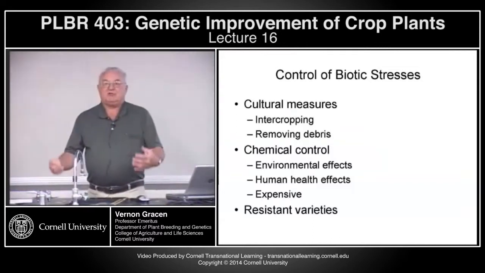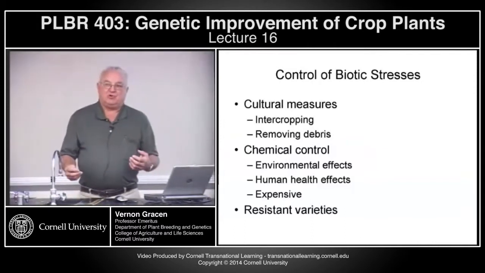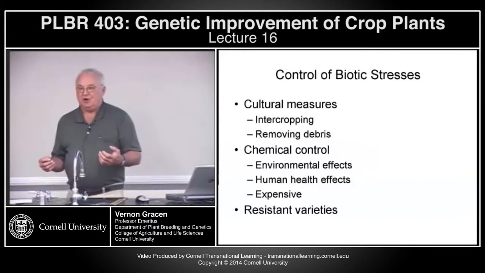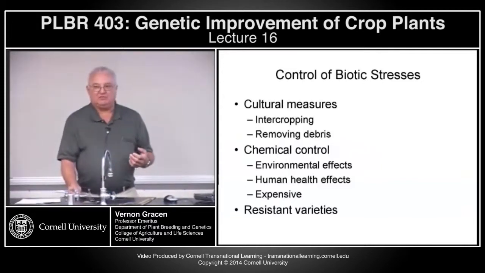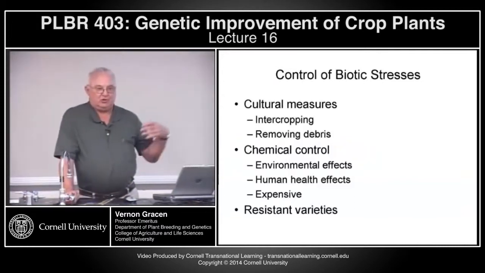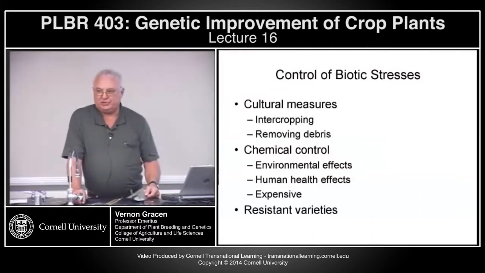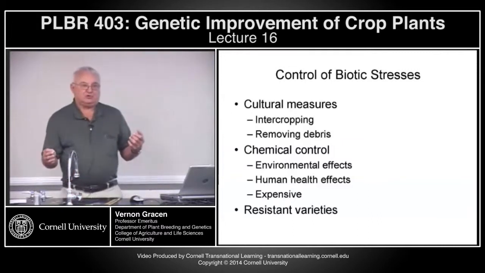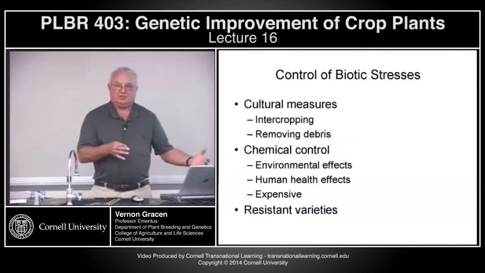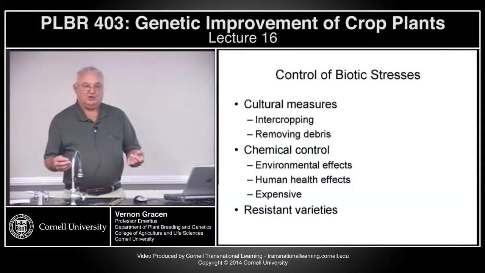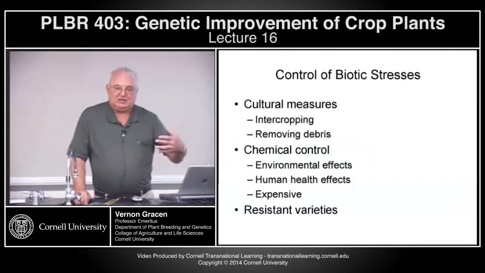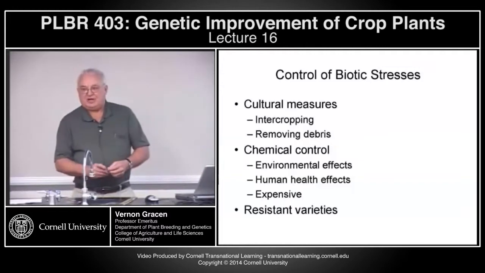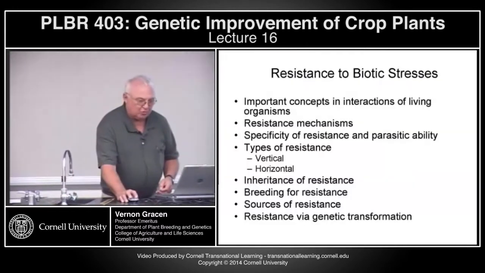So resistant varieties is one form of controlling biotic stresses. And it's almost the ideal form if you can develop resistance, because you don't have to use any chemicals. But if you need to, you can use chemicals with a resistant variety and use less of the chemical and get a better effect. You can use resistant varieties in any of your cultural practices and methods. So it's a very versatile type of control method to use.